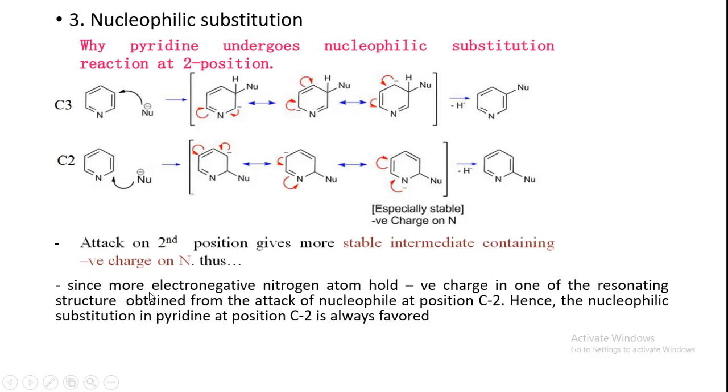But since the more electronegative nitrogen atom holds the negative charge in one of the resonating structures, this is the resonating structure obtained from the attack of the nucleophile at C2. Hence the nucleophilic substitution in pyridine at position C2 will always be favored, because in any other structure, that is at the C3 attack, you will not get any negative charge on nitrogen, but at C2 attack you will get one.